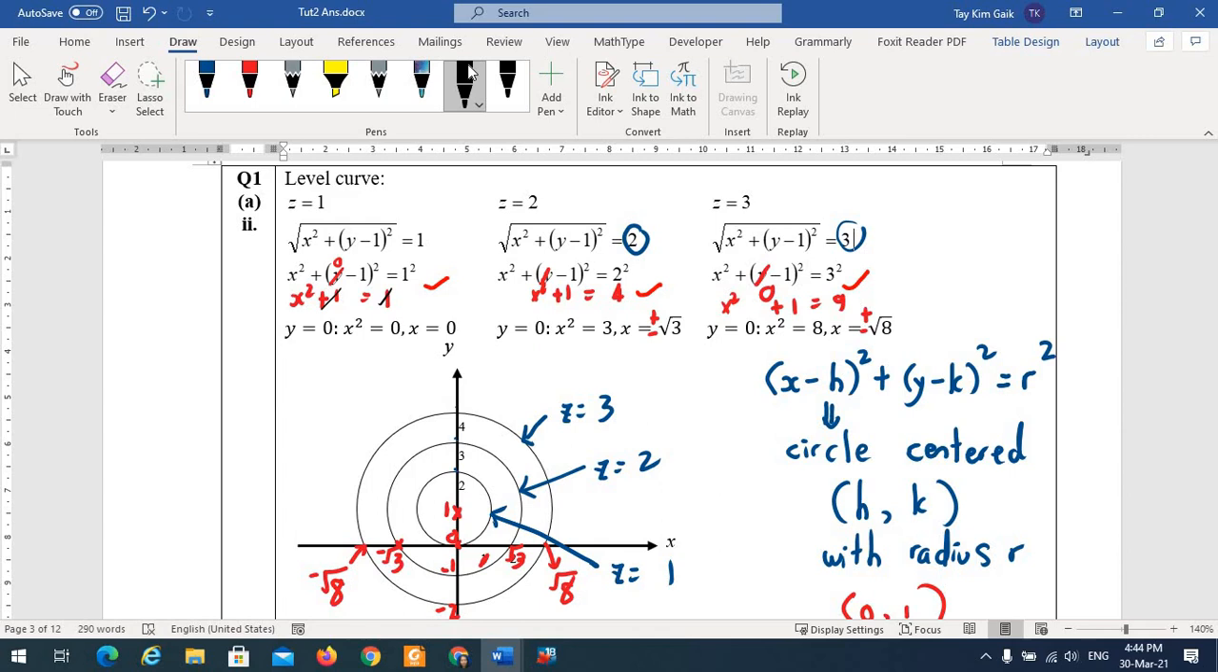One x-intercept here, x is 0. The second curve, the x-intercept, this is positive square root 3 and this is negative square root 3. The third case, x-intercept, this is a positive square root 8, this is negative square root 8. Similarly, by letting y equal to 0 into your equations here.